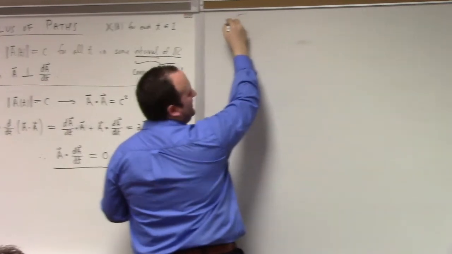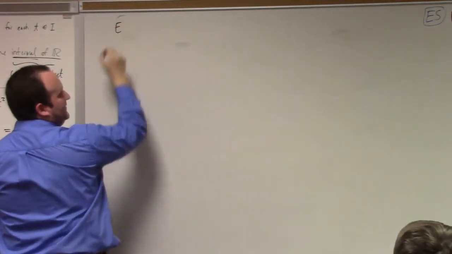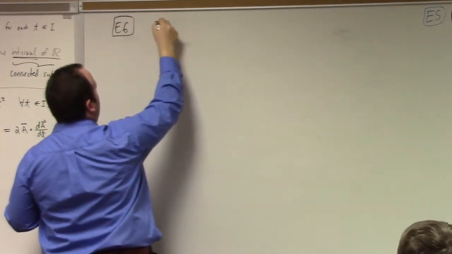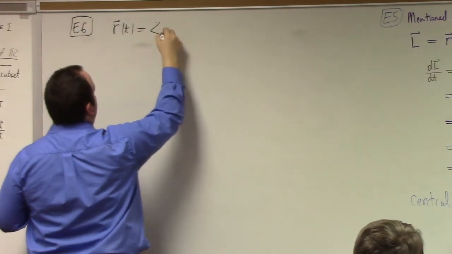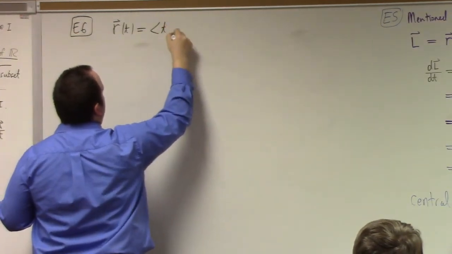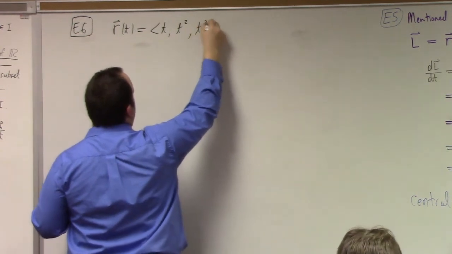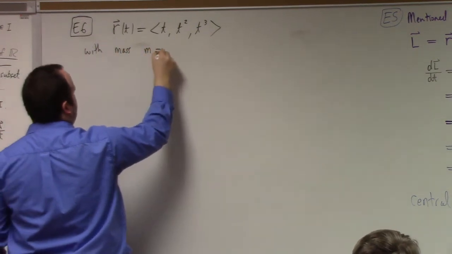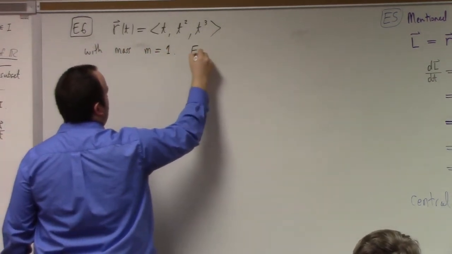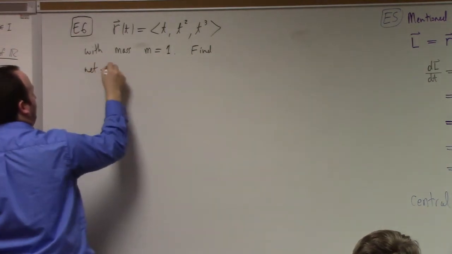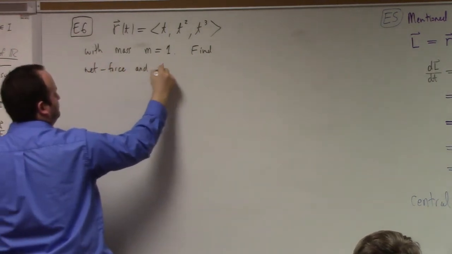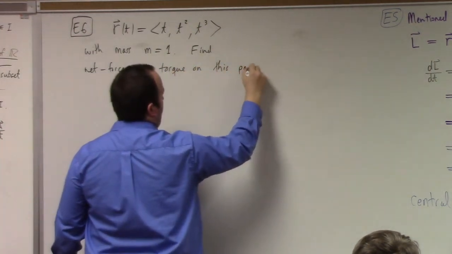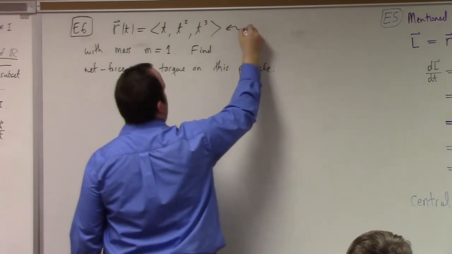So let me give you guys something to chew on here before you have something to chew on. Example 6. Let's just do something simple. Let's calculate for r of t equal to t squared, t cubed, with mass m equals 1. Find the net force and torque on this particle. So this is the position of a particle.